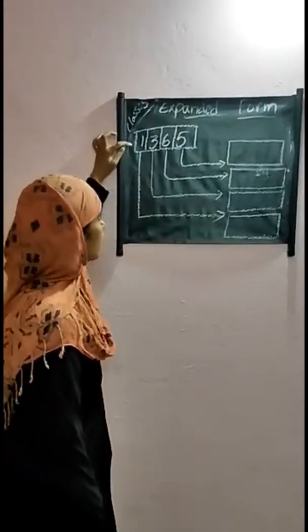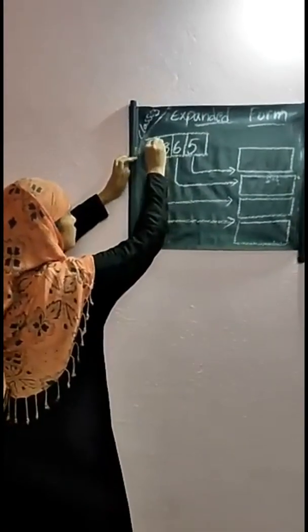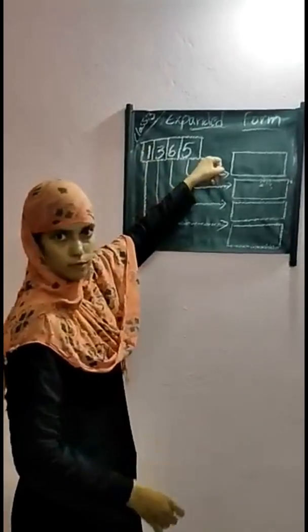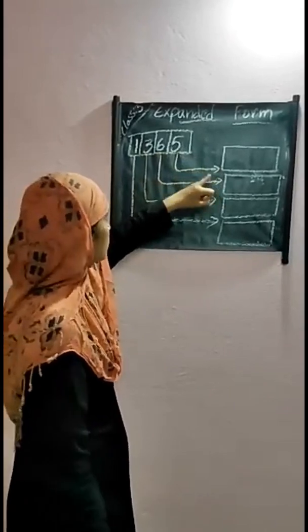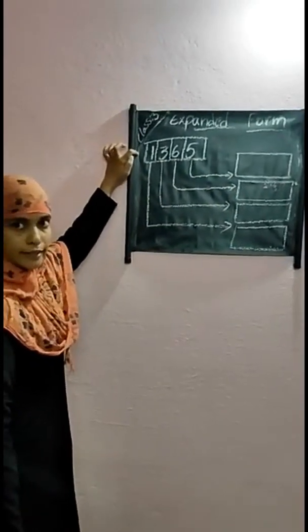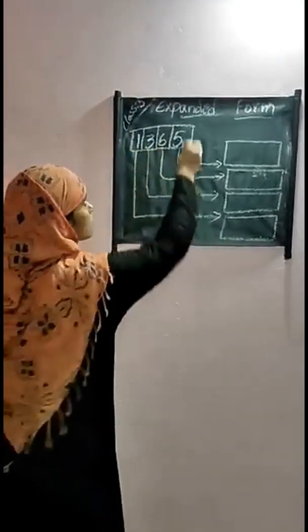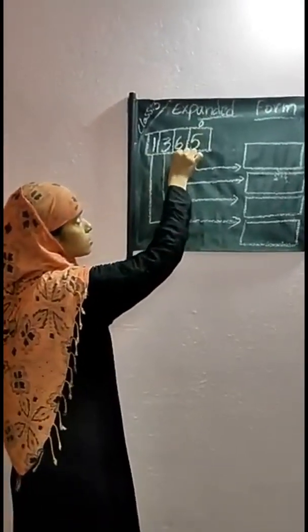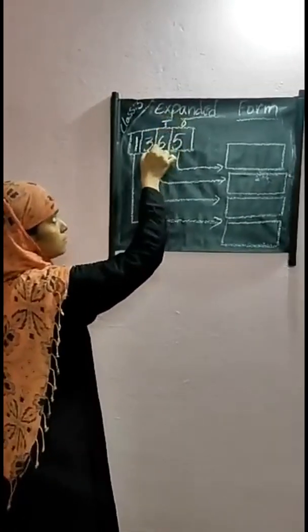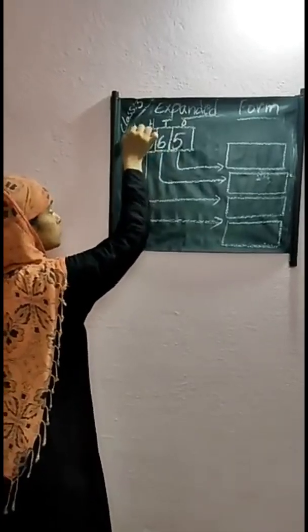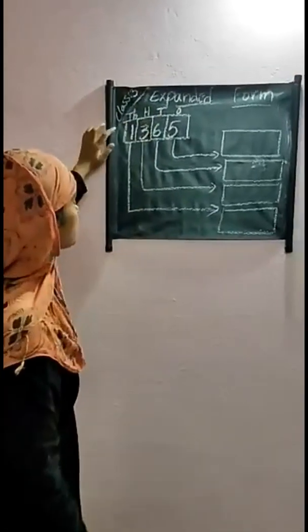1365. Here I don't have place, so I am showing you on the board. Here we have a number, 1365. What we have to write? We have to write each digit's place value. 5 is in which place? Ones place. Now 6 is in which place? Tens place. 3 is in which place? Hundreds place. 1 is in which place? Thousands place.